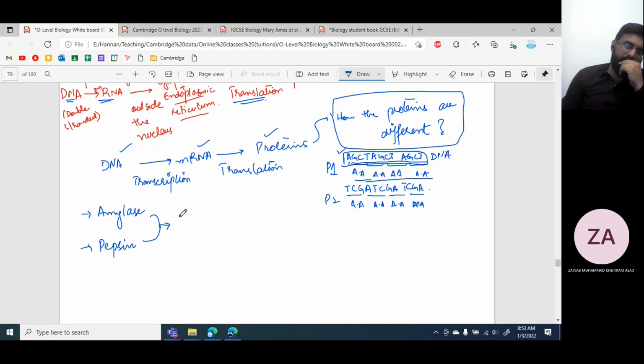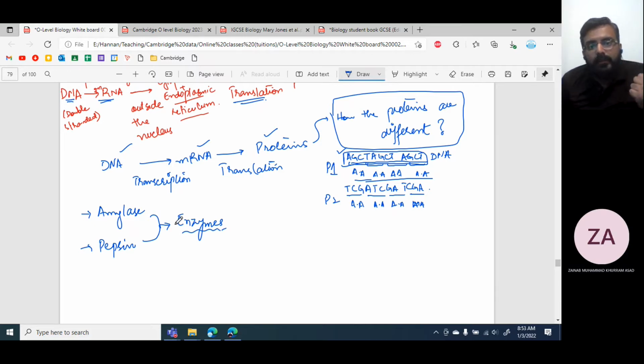Both are proteins. Indirectly, you are right, both are enzymes. If both are enzymes, then what is different between them? Both are enzymes, both are biologically active, both are reducing the demand of what we call activation energy. I think you can remember from the previous class, the demand of activation energy is reduced by the help of enzymes. So both are known by the same name, enzyme. What is different between them?